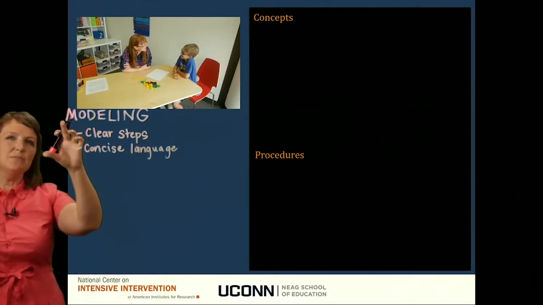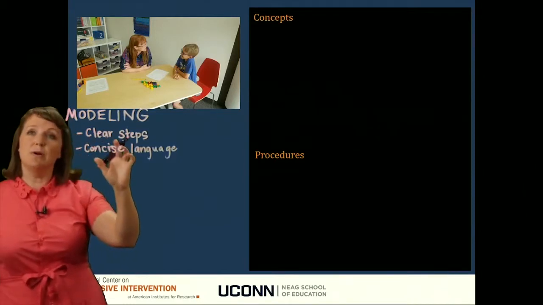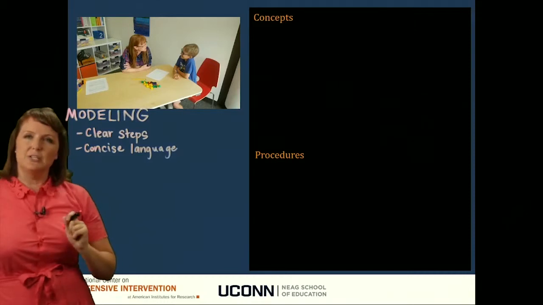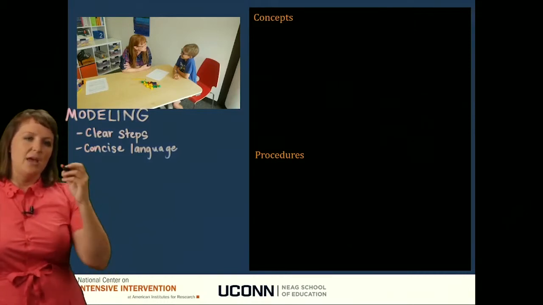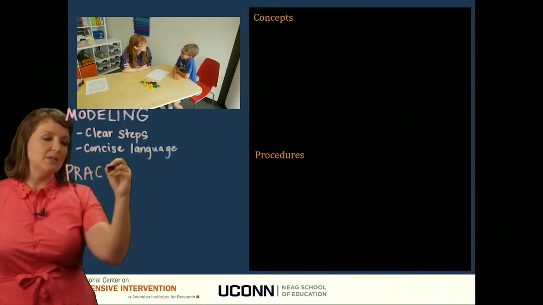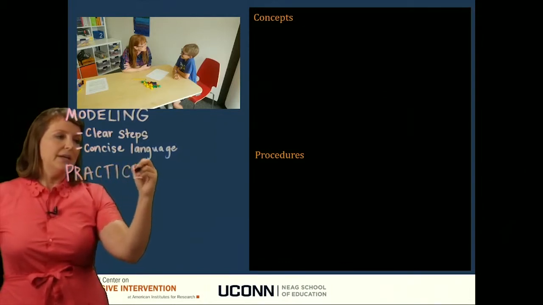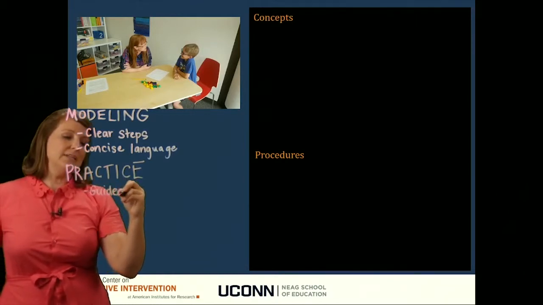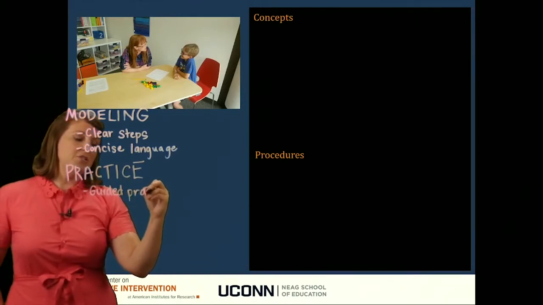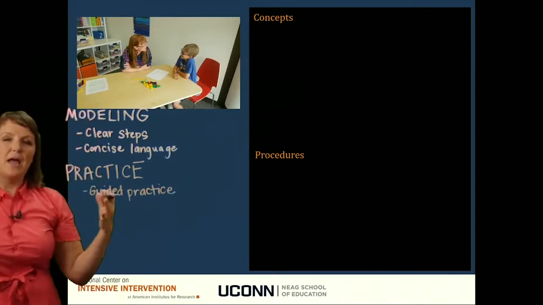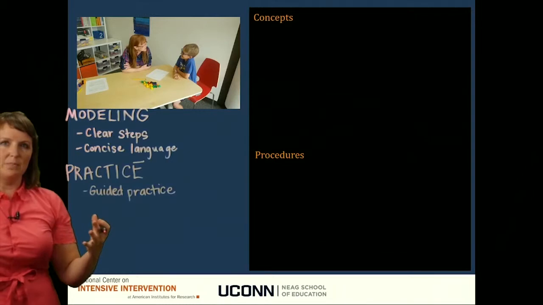So her modeling was very nice. She modeled, and she just did one problem. She showed the steps to solve that problem, and while she was doing that, she had concise language. Now, the other part of explicit instruction is practice. Now, they did guided practice, and in the guided practice, Suzanne did not do the problem with Jerem, but she was really working with him step by step as he solved the next problem.